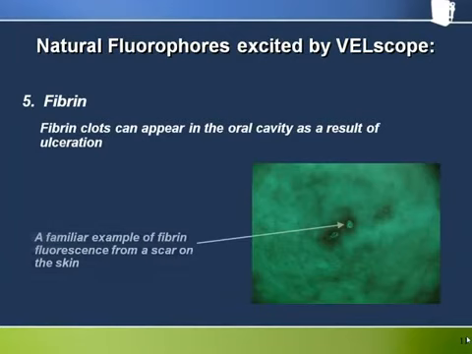Fibrin is a fibrous protein involved in the clotting of blood and can be seen in the oral cavity, for example as part of an ulceration. Fibrin is a relatively strong fluorophore, as can be seen here. This picture isn't in the oral cavity, of course, but on the skin, and shows the fluorescent properties of the fibrin in a scab, which looked characteristically red in white light.